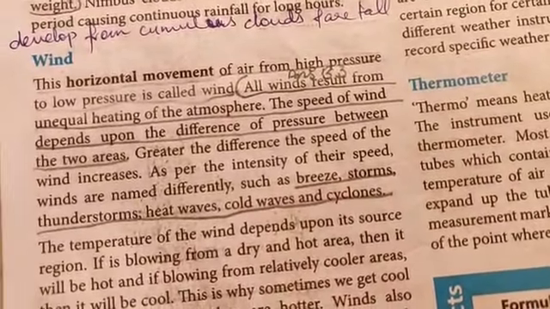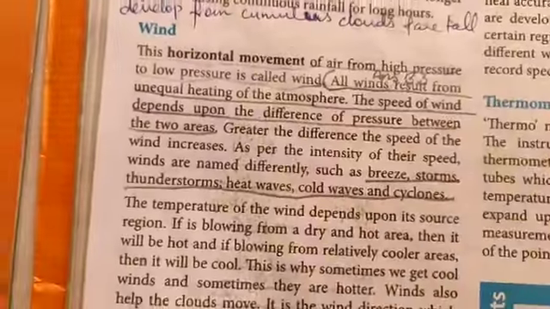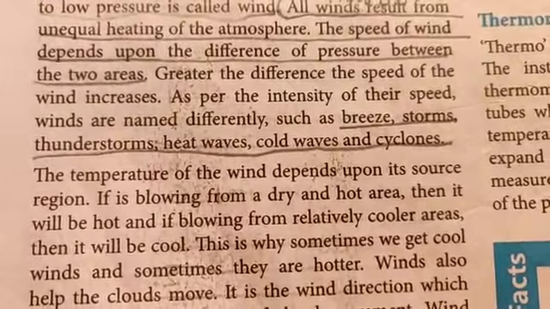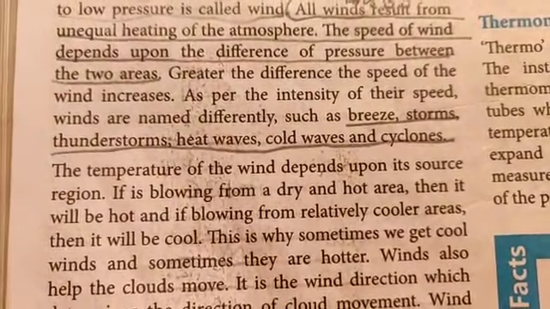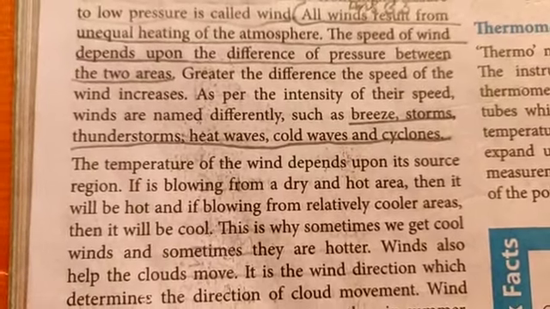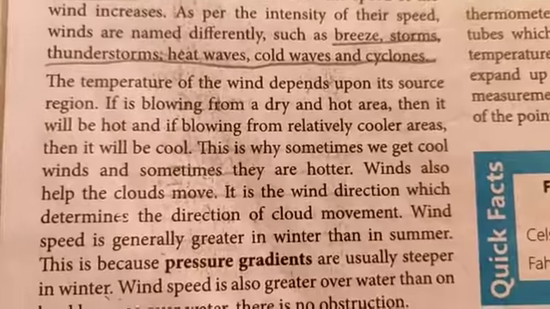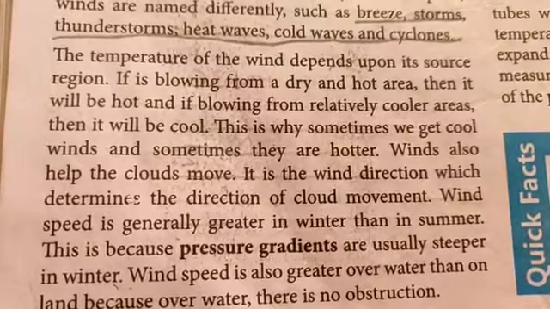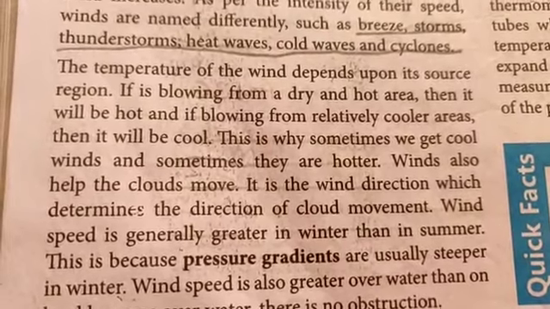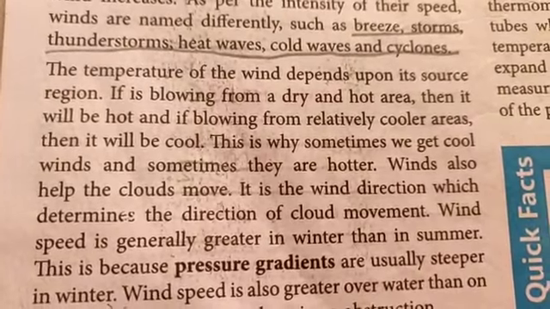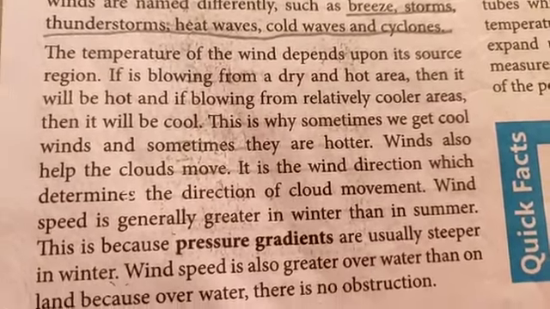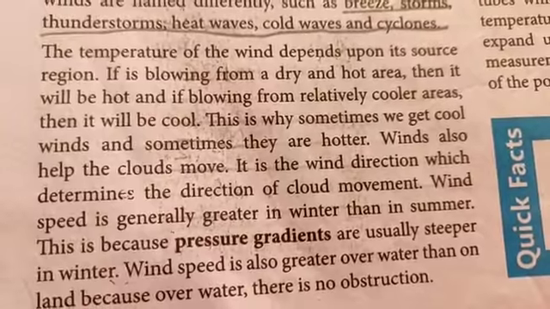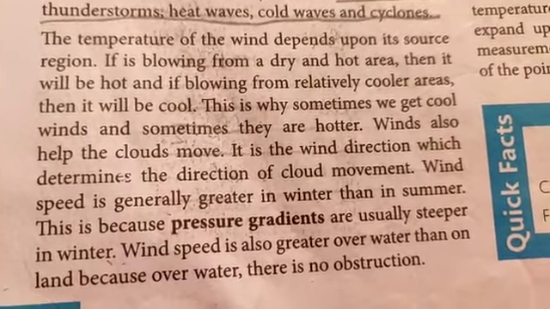From one point is from where, which side the wind is blowing, and to which side. Now, as per the intensity of their speed, winds are named, underline, such as breeze, storms, thunderstorms, heat waves, cold waves, and cyclones. The temperature of the wind depends upon its source region, meaning from where the wind is originating. If it is blowing from a dry and hot area, then it will be hot, and if blowing from relatively cooler areas, then it will be cool. Please underline all that, both the lines. This is why sometimes we get cool winds and sometimes they are hotter.